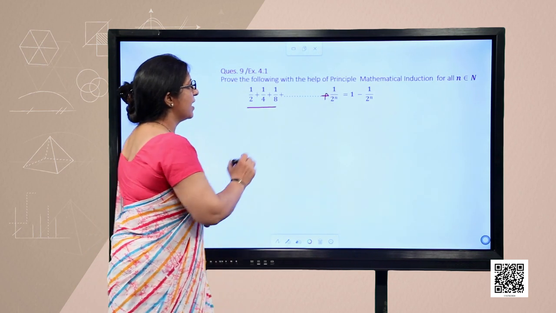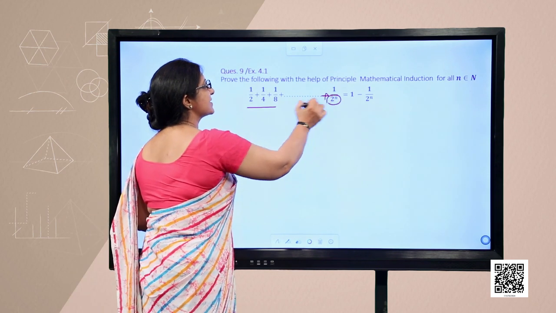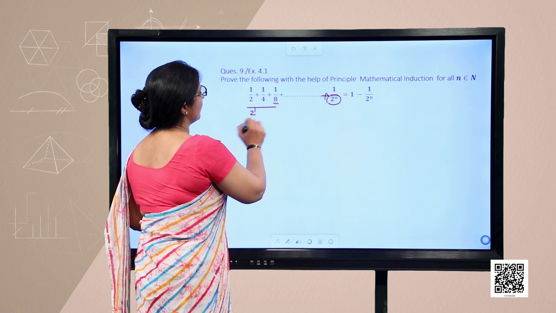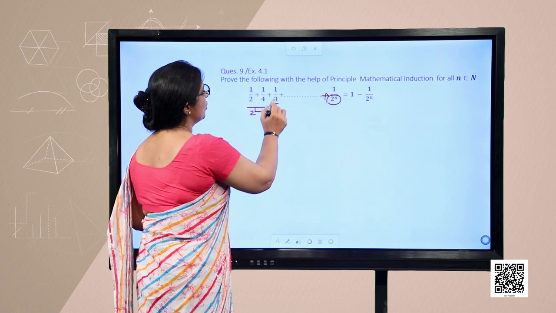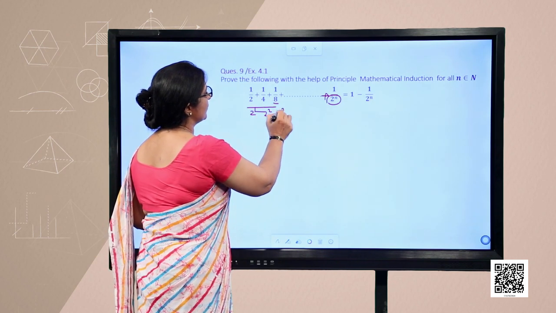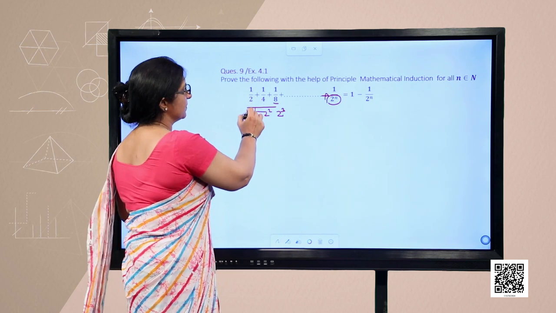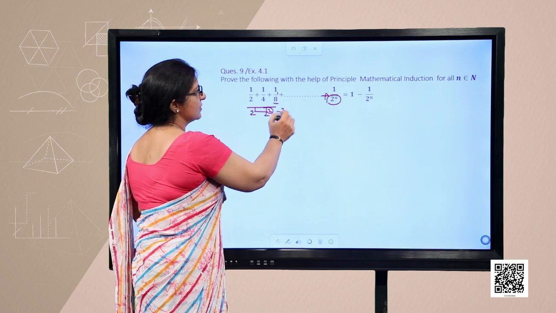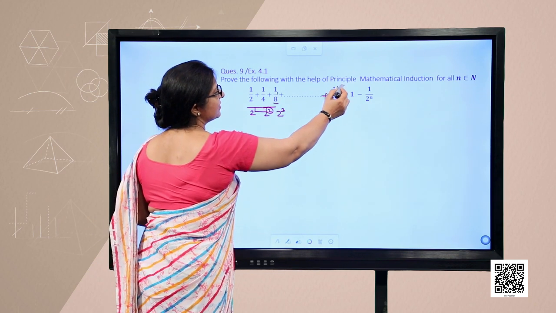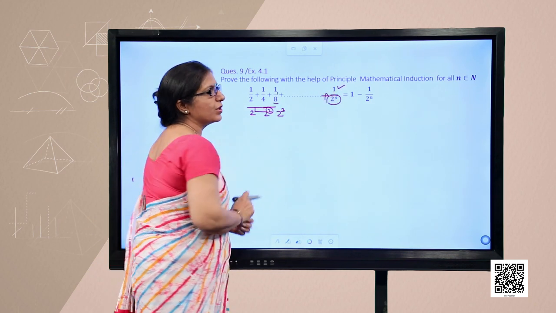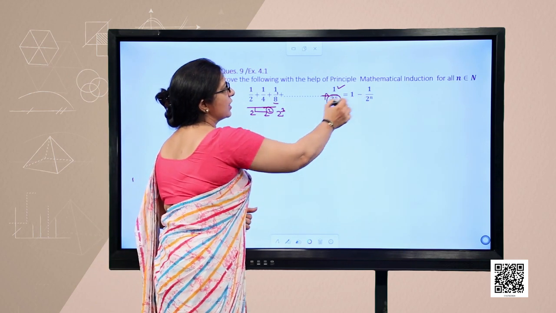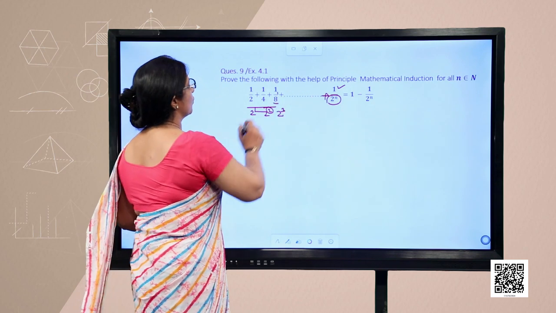1 upon 2 to the power n. How do we reach 2 to the power n? This is the general term, because you must be noticing this is 2 to the power 1, this is 2 to the power 2, in the third term 2 to the power 3, whichever is the term, that is the power. So, this is the nth term, therefore it is 1 upon 2 to the power n, which is equal to 1 minus 1 upon 2 to the power n. We need to prove this.